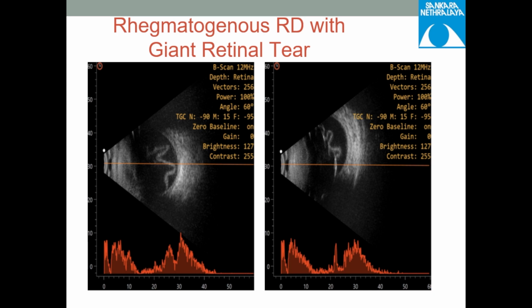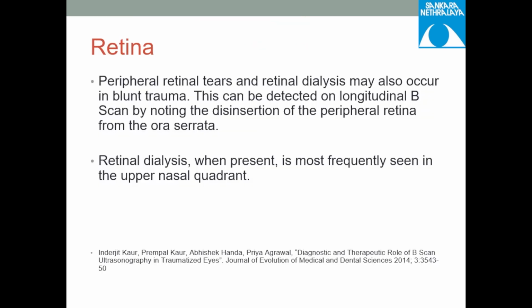And these are the ultrasound B scans with vector A scans showing high reflectivity membranous echoes. About the movements, we cannot say because it's not a dynamic scan, but because of the high reflectivity, we can say that it's a retinal detachment. And in a GRT, the undulating nature of the membrane mostly says that it is a giant retinal tear. Peripheral retinal tears and retinal dialysis may also occur in blunt trauma. This can be detected on a longitudinal B scan by noting the disinsertion of the peripheral retina from the ora serrata, or dialysis, which when present is mostly seen in the upper nasal quadrant.